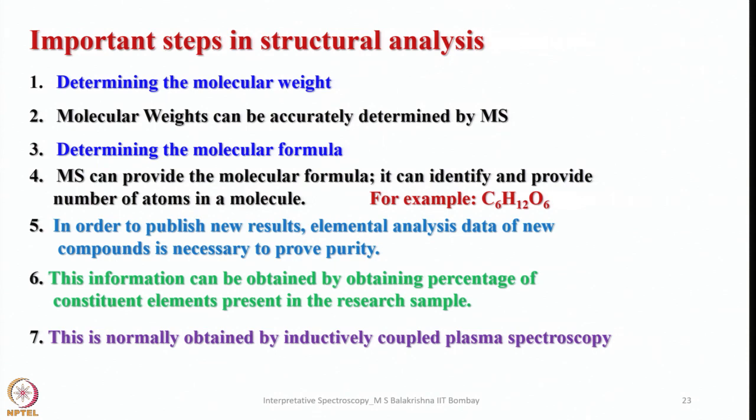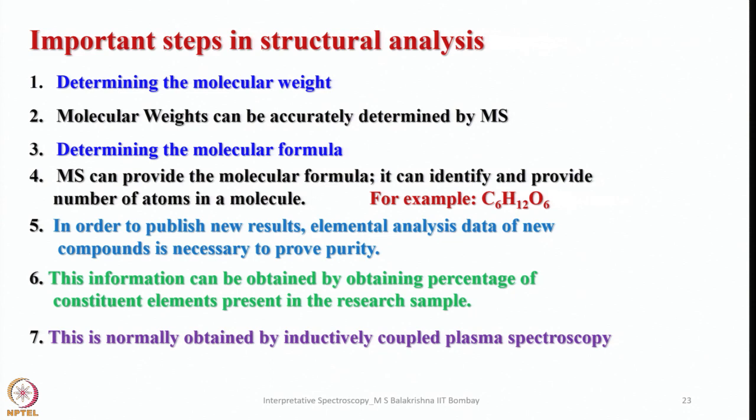And while determining the molecular formula, MS can provide the molecular formula. It can identify and provide the number of atoms in a molecule. Of course, when it gives the molecular formula, it also tells you the different types of atoms present in it and in what number these atoms are present. For example, if you have glucose, C6H12O6, so 6 carbon atoms are there, 12 hydrogen atoms are there, and 6 oxygen atoms are there. So we get molecular weight and also the types of atoms and their numbers.